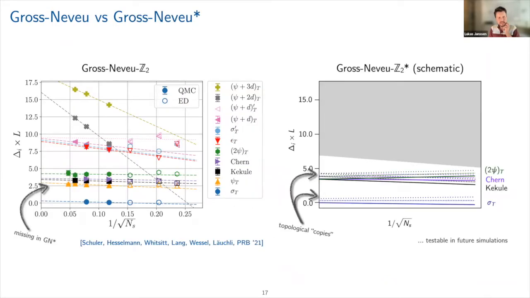Let me show this here for the case of the Gross-Neveu Z2, because the spectrum has previously been computed. We similarly expect a similar spectrum also for the Gross-Neveu SO3, but that hasn't yet been computed. And again, the spectrum can be computed. And again, we expect that some of the states, for example, this fermionic state, this yellow one, are not gauge invariant and therefore do not occur in the fractionalized transition. However, other states will get some topological copies arising from this winding around the torus.